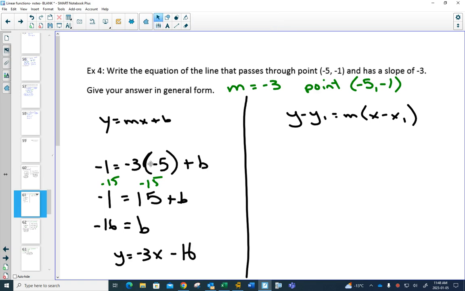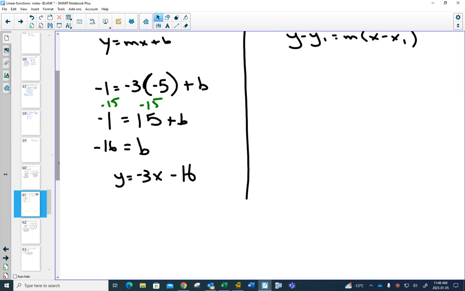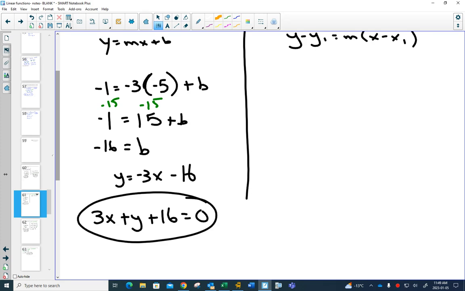And of course it wanted it in general form. Do we have fractions? No. But we need to make the x term positive, so I'm going to add 3x to both sides. Add 16 to both sides. And I would get, added 3x, added 3x, added 16, added 16, and there it is in general form.